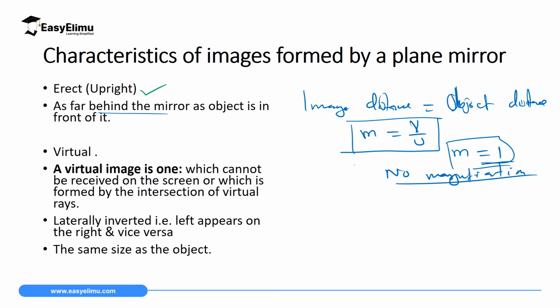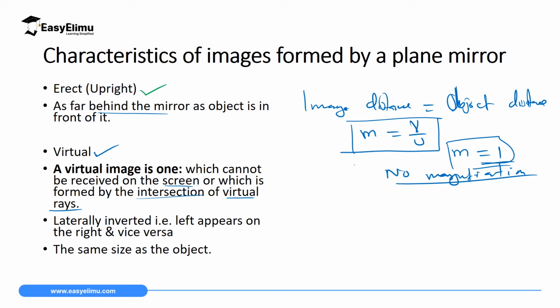Then another characteristic is that the image is virtual. Virtual means an image which cannot be received on the screen. The image which is formed on a plane mirror, you cannot touch it, or it cannot be formed on the screen. It's formed behind the mirror. And then a virtual image can also be defined as an image which is formed by the intersection of virtual rays. So if someone asks you what a virtual image is, you can answer it in two ways: an image which cannot be received on the screen, or an image which is formed by the intersection of virtual rays.